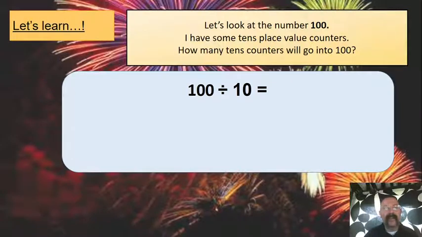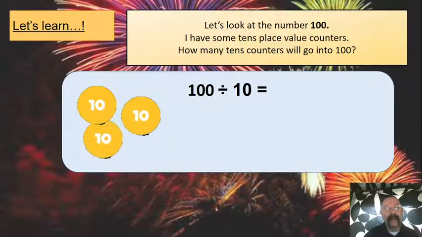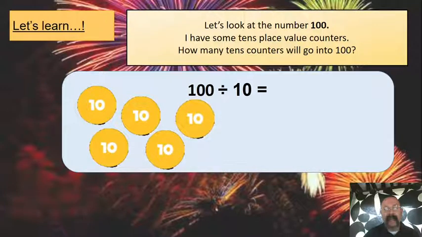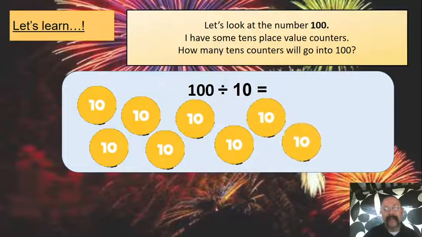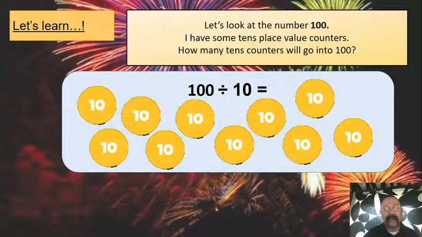Let's look at the number 100. Okay, so I've got some tens place value counters. How many tens counters will go into 100? So at the moment, 10, 20, 30, 40, 50, 60, 70, 80, 90, 100. So if we just do a quick check, I've got 1, 2, 3, 4, 5, 6, 7, 8, 9, 10 counters.